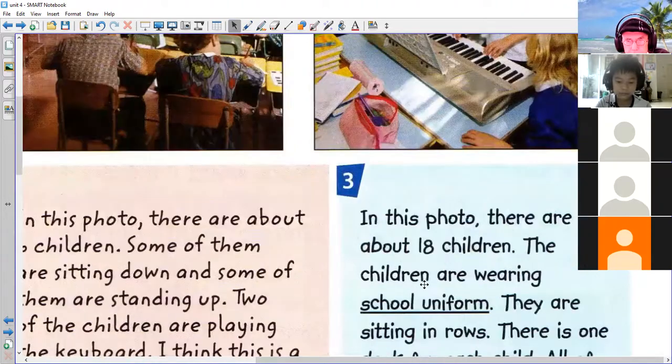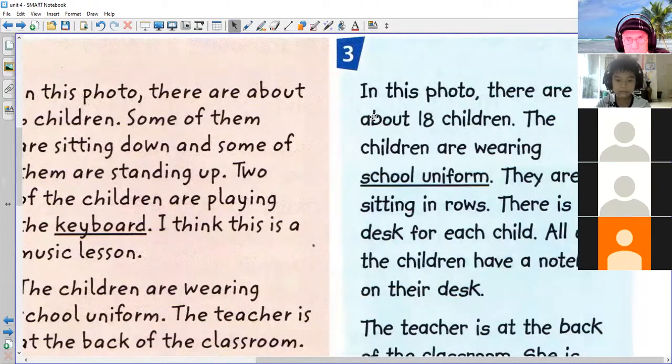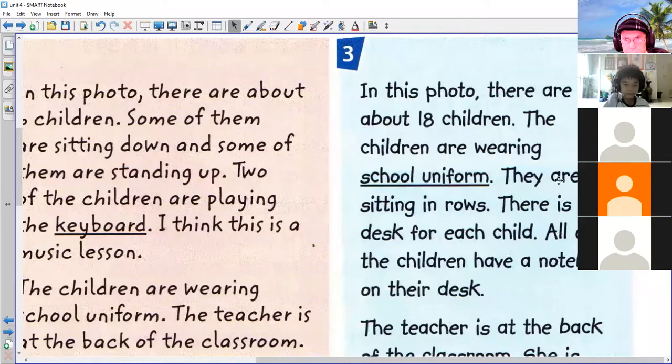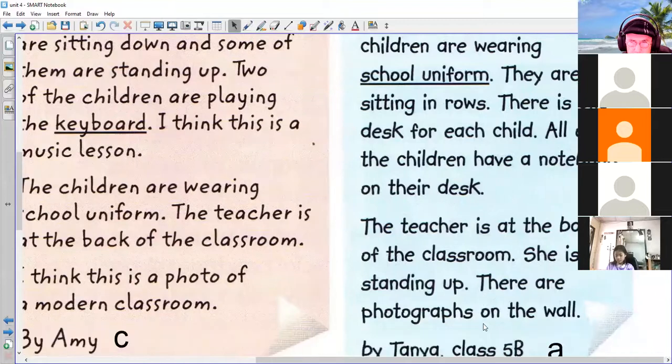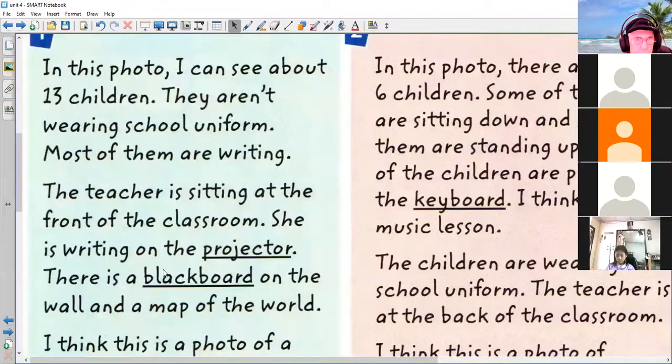Okay, let's go to number three. In this photo, there are about 18 children. The children are wearing school uniform. They are sitting in rows. There is one desk for each child. Remember, child is one, children is the plural, more than one. All of the children have a notebook on their desk. The teacher is at the back of the classroom. She is standing up. There are photographs on the wall, and that is picture A.